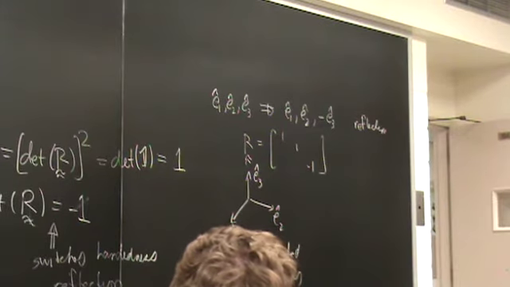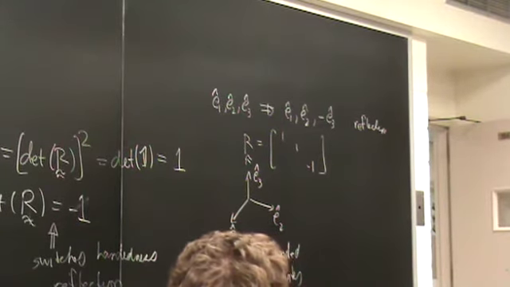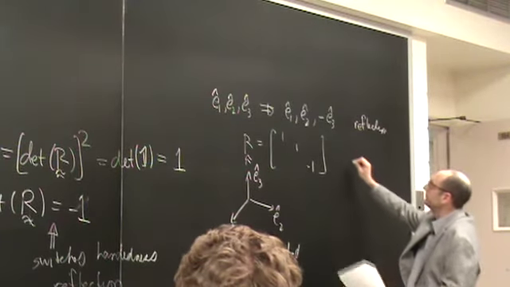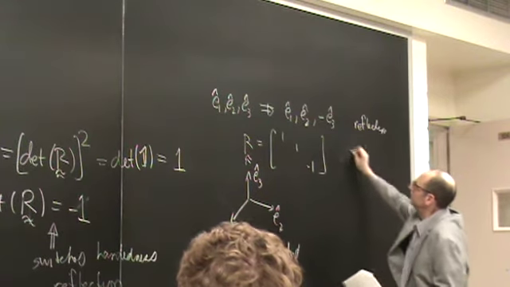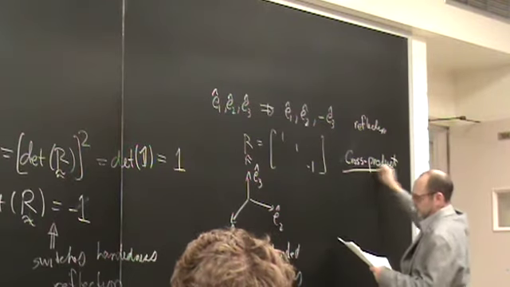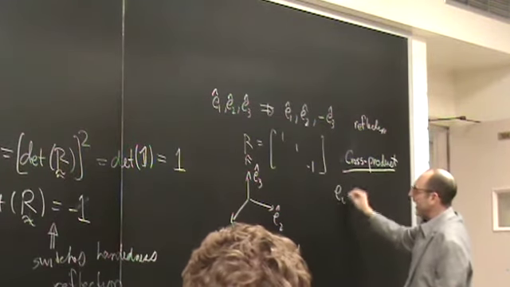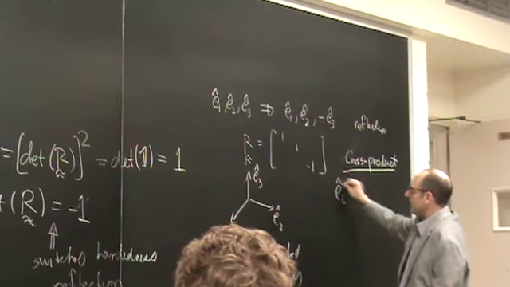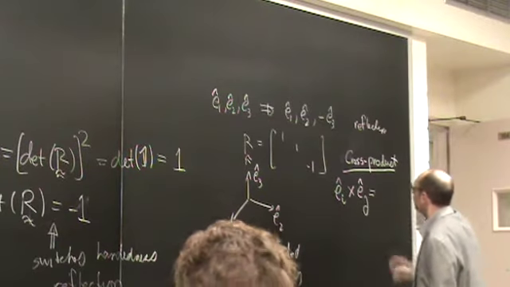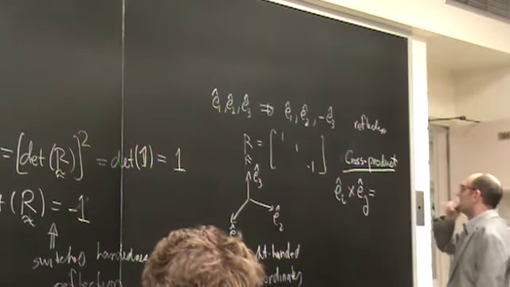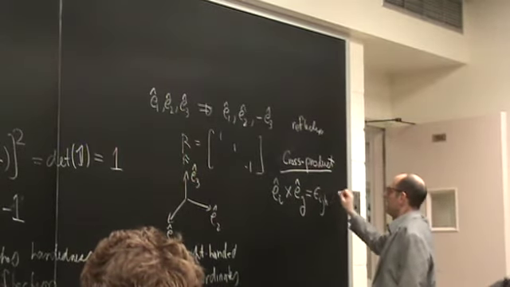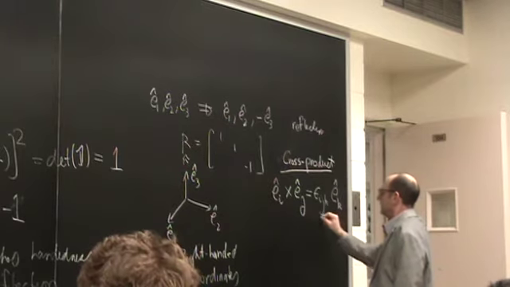So in dealing with the right-handed coordinate system, it's useful to introduce the cross product. So the cross product defines the handedness such that E_i cross E_j is equal to plus or minus or 0 times E_k. So we introduce the famed Levi-Civita symbol.